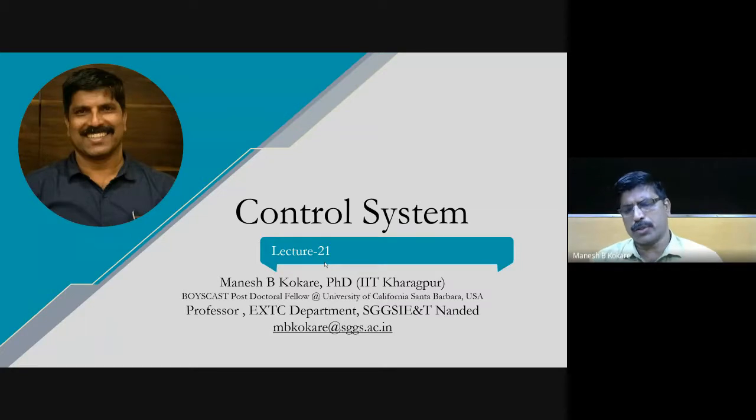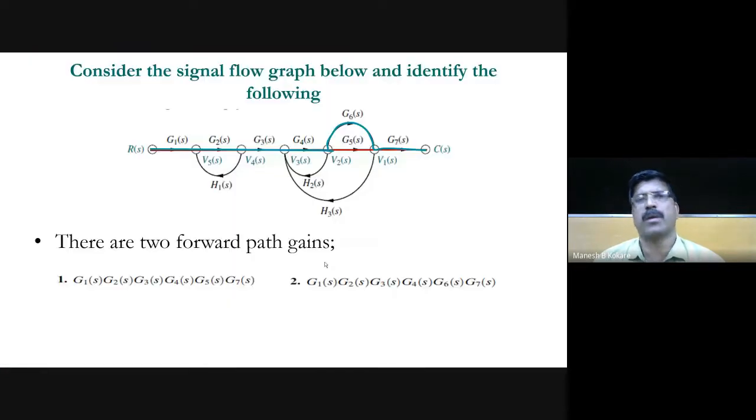In the last lecture, we talked about some fundamentals of the signal flow graph. In this lecture, we'll study all the details of Mason's gain formula, and then how to apply it to find the overall transfer function by using SFG. We'll take one problem on that.